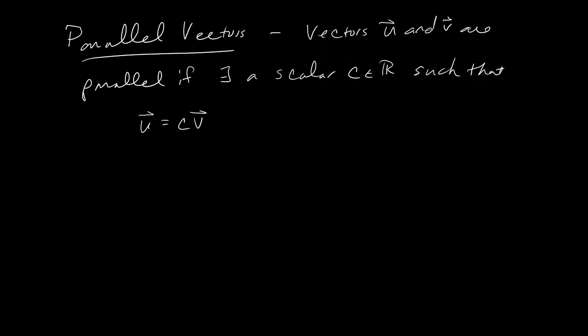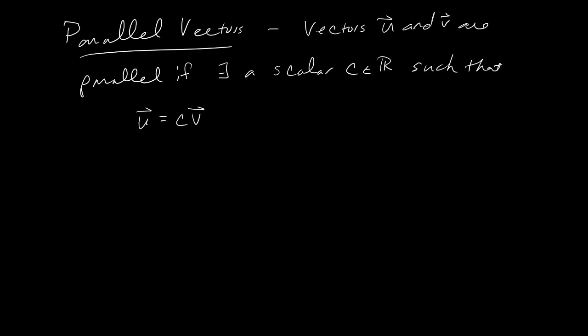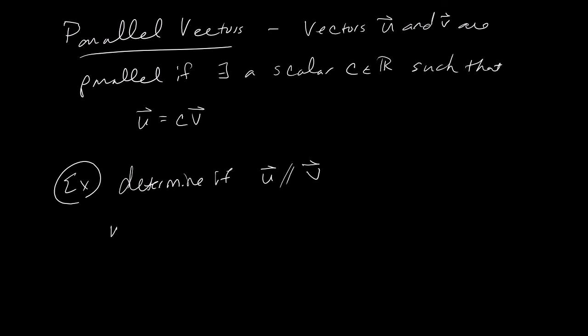Okay, so let's do a quick example here. Let's write the instructions first. Determine if u is parallel to v. These are my little parallel bars, badly drawn, albeit. This is just saying, determine if they're parallel. All right, so u is going to be 3, negative 4, negative 1. v is going to be 12, negative 16, and 4.